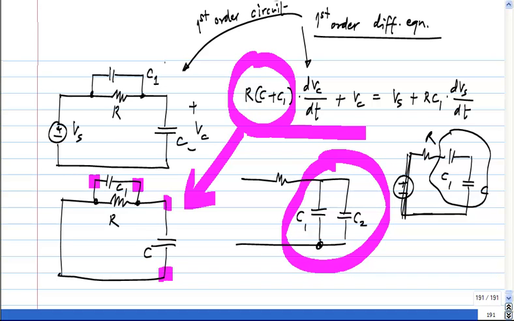If you have C1 and C2 in series, you take it as a single capacitor value C1 C2 divided by C1 plus C2. So this is also a first order circuit. That's how you determine the order of a circuit, by counting the number of effective capacitors. As long as the order is 1, the methods we describe in these lessons will apply.